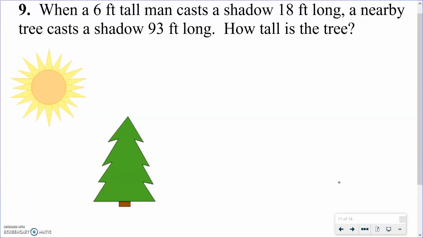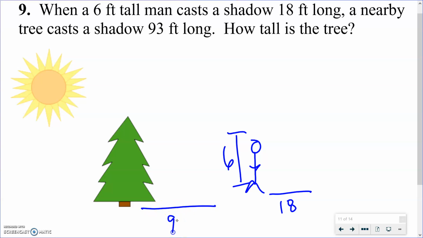So, when a 6-foot man, so here's my 6-foot man, he casts a shadow that's 18 feet long. It's not a very accurate drawing. A nearby tree casts a shadow that's 93 feet long, and we want to know how tall this tree is. So we set up a proportion: 6 over x, because those are the heights of the actual things. And then 18 over 93, because those are the shadows, so you want the corresponding parts together.